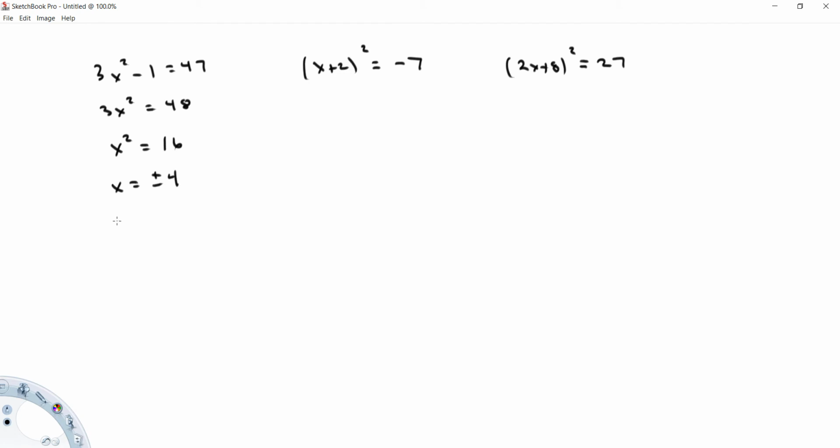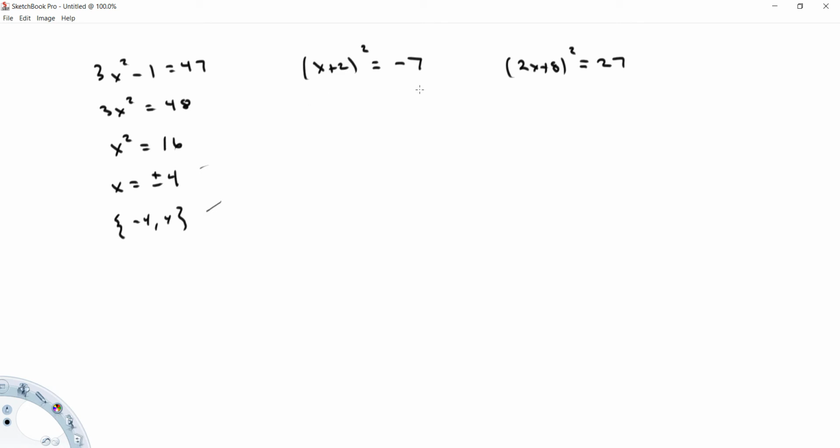Now when you look in your textbook, they write these in set notation, right? That's the set minus 4 comma 4. Either one of these is an acceptable way to write your answer.